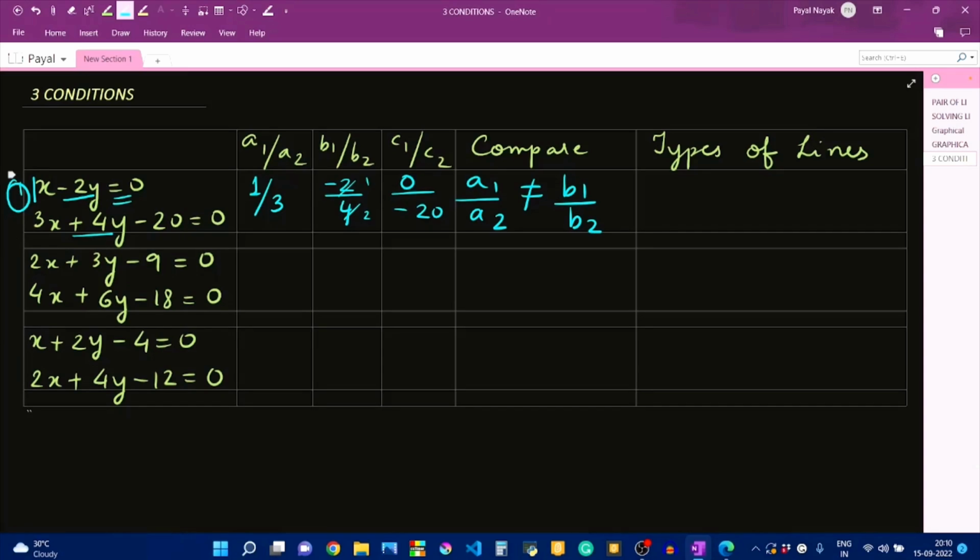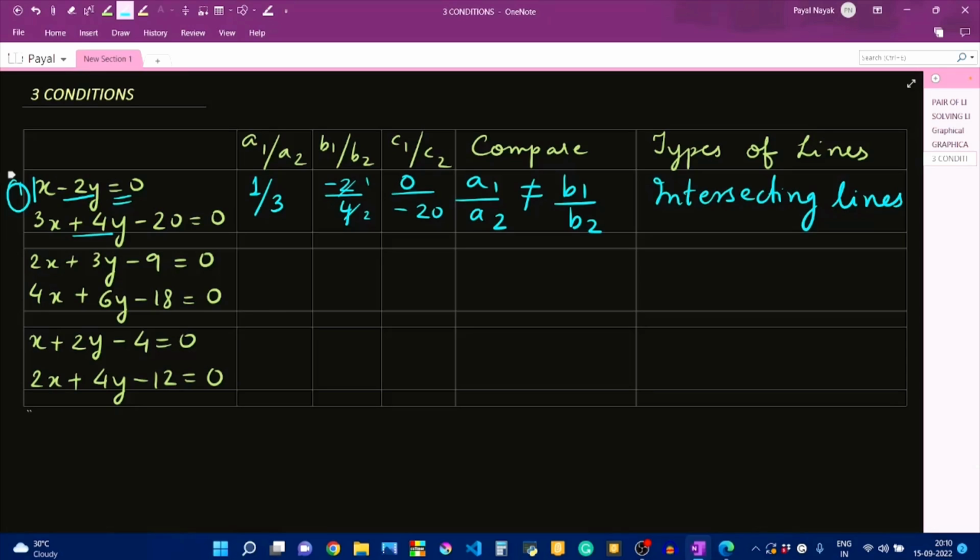This is the same equation for which we have studied how to plot a graph. So when the ratio a1 by a2 is not equal to b1 by b2, the type of lines that you get is the intersecting lines. So without drawing the graph, just by looking at the ratios and comparing them, you can conclude that the lines you will get are intersecting lines.